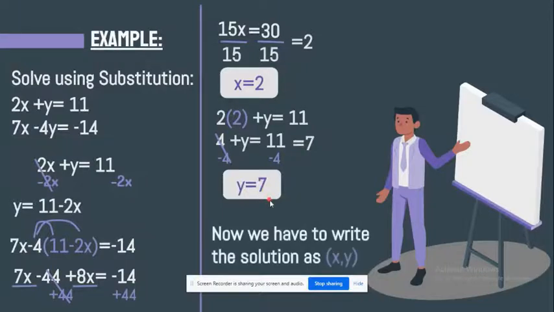So last thing we have to do is to write the solution as opening bracket x and y closing bracket. This is extremely important. You need to write your solution like this. So we now know the value of y and x. So the solution is (2, 7).